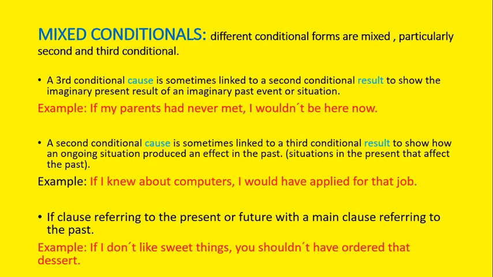The first case, a third conditional clause is sometimes linked to a second conditional result to show the imaginary present result of an imaginary past event or situation. If my parents had never met, which is not possible because they have already met, I wouldn't be here now. That is not possible because I'm already here. So, here we are showing a third conditional cause linked to a second conditional result.